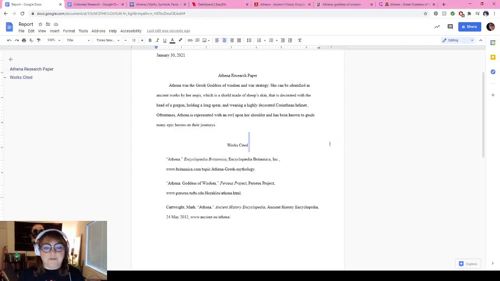Hey guys, I'm back and we're going to talk about putting our in-text citations for an MLA document into our research paper. So let me show you what that looks like. If you notice, I added a full paragraph here. Obviously my research paper is nowhere near complete, but I just did this for an example.